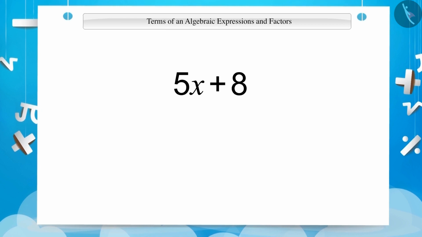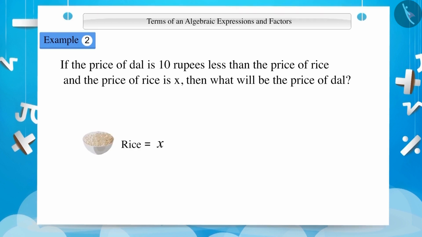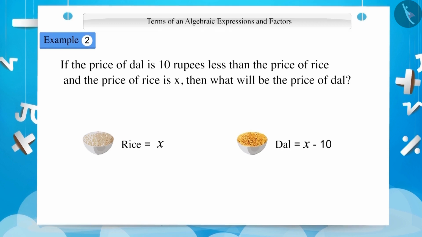Let's understand this with the help of an example. If the price of dal is 10 rupees less than the price of rice and the price of rice is x, then what will be the price of dal? It is very important to understand the information given to us to express a statement in an expression. A good way to understand the information is to simplify the language.